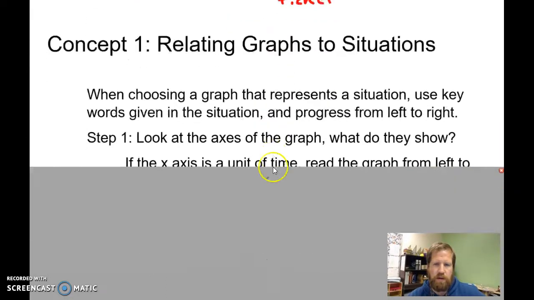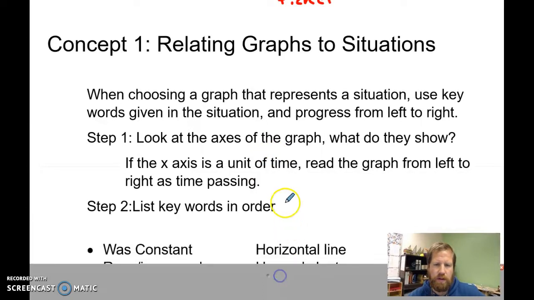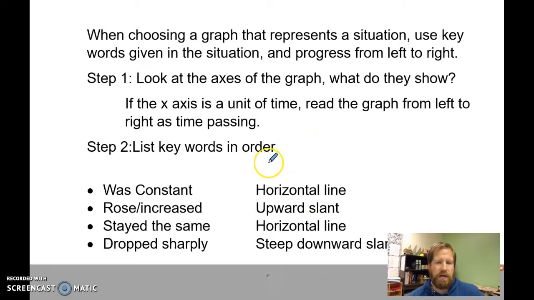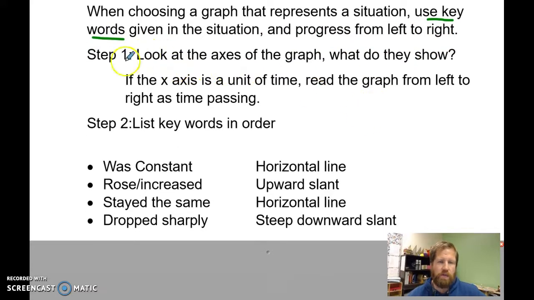All right, concept 1, relating graphs to situations. So now when we are looking at a graph and trying to come up with a situation, or looking at situations and trying to choose the graph that represents it the best, what we want to look at are keywords, okay? And then we want to kind of progress from the left to the right, all right? Our first job whenever we're doing anything with graphs is to look at the axes, look at the labels, okay? See what they are, make sure you understand what the graph is about, okay?